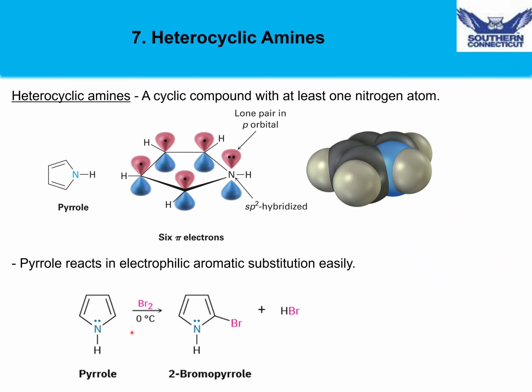So the lone pair will push electron density this way, the double bond will move this way, and that means that these electrons will be able to attack an electrophile and add it to the second position of the ring.